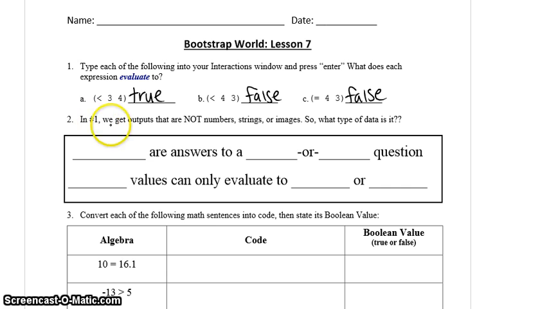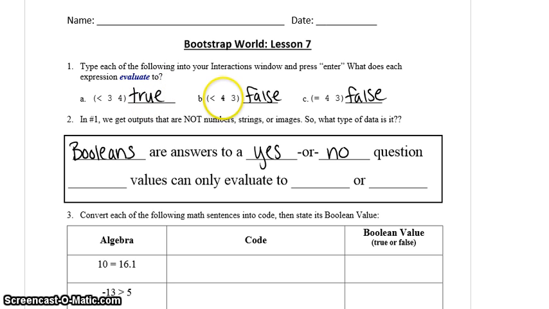And number 2, in number 1, we get outputs that are not numbers, strings, or images. So what type of data is it? A new type of data that we have now are called Booleans. Booleans are answers to a yes or no question. So when we type in letter A, for example, we're really asking the computer, is 3 less than 4? Since the answer is yes, it returns true.